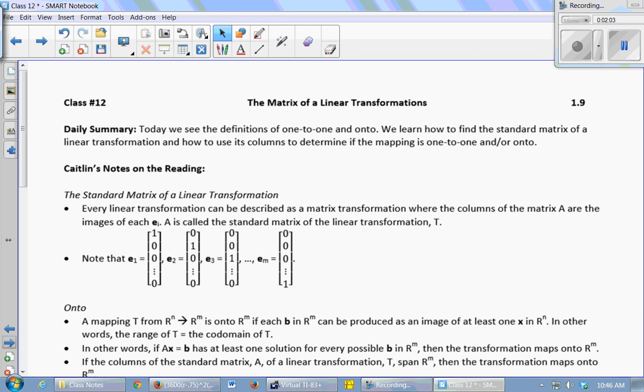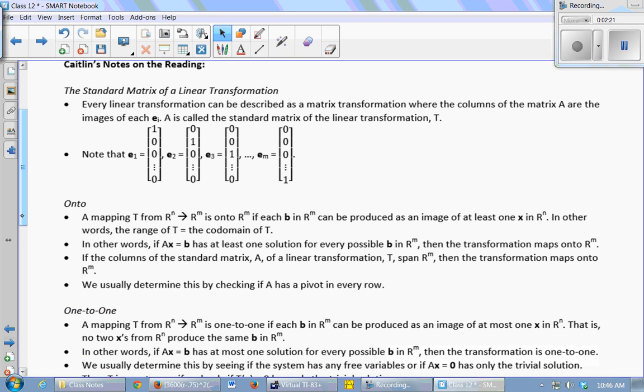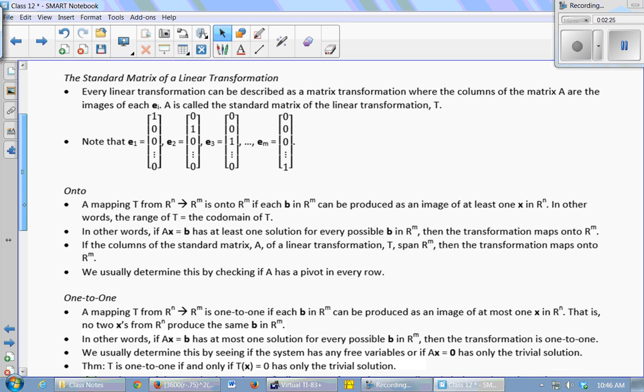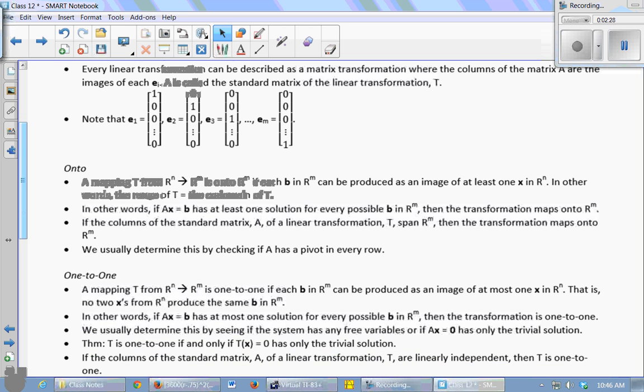Okay, so today we're going to talk about the matrix of a linear transformation. We're going to look at the definitions of one-to-one and onto. And then we're going to learn how to find the standard matrix of a linear transformation and how to use the columns of the standard matrix to determine if the mapping is one-to-one and or onto. I've got some notes here, as usual, just my summary of the reading. You can check this out on your own. We'll touch on all these things in the demo.